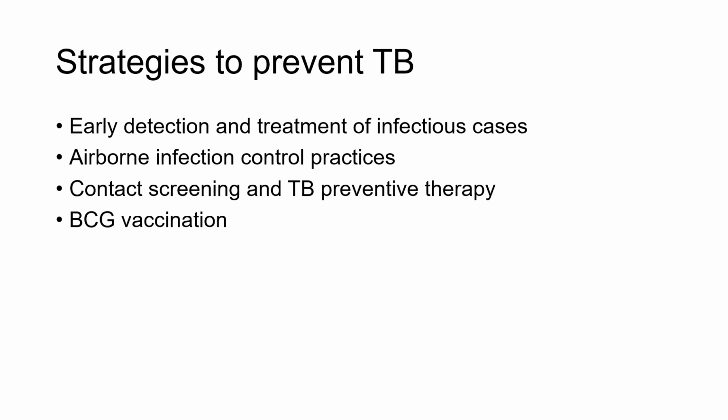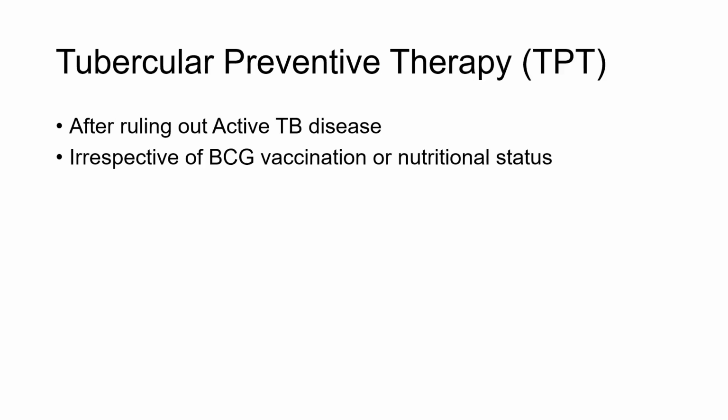So what are the strategies to prevent tuberculosis? Early detection and treatment of infectious cases has to be done. Airborne infection control practices have to be undertaken. We have to undertake contact screening and provide tuberculosis preventive therapy, which we'll learn in a bit. And we have to provide appropriate BCG vaccination coverage to prevent childhood tuberculosis. Now we are going to learn about tuberculosis preventive therapy. It has to be always given after ruling out active tubercular disease, because it is essentially a monotherapy.